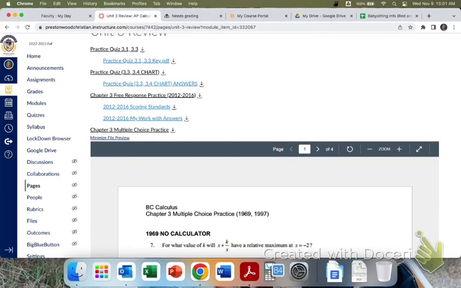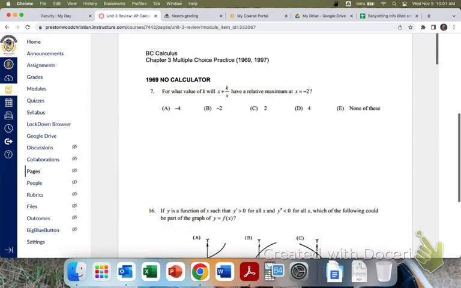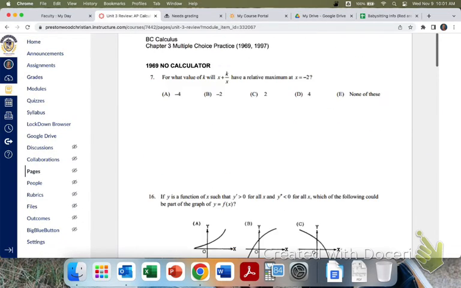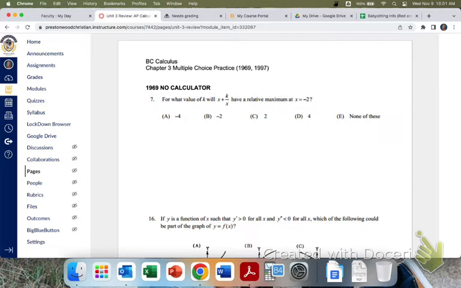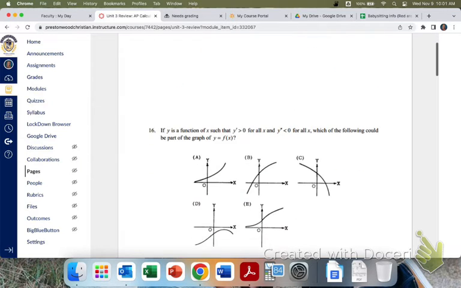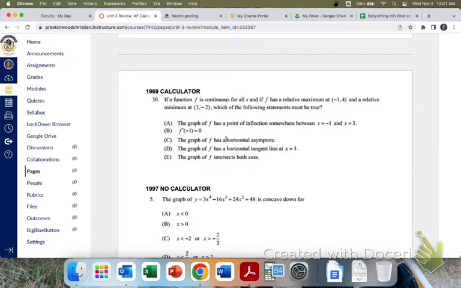I don't believe these are in our notebook. So this is different. It says BC calculus, but whatever. Look, this goes all the way back to 1969. Isn't that crazy? Man, they were doing AP Calc in 1969. Take the quiz assignment. So there's a bunch of multiple choice practice for you.